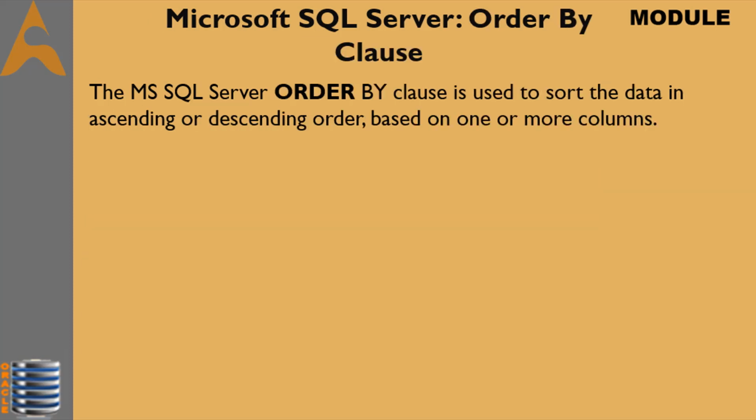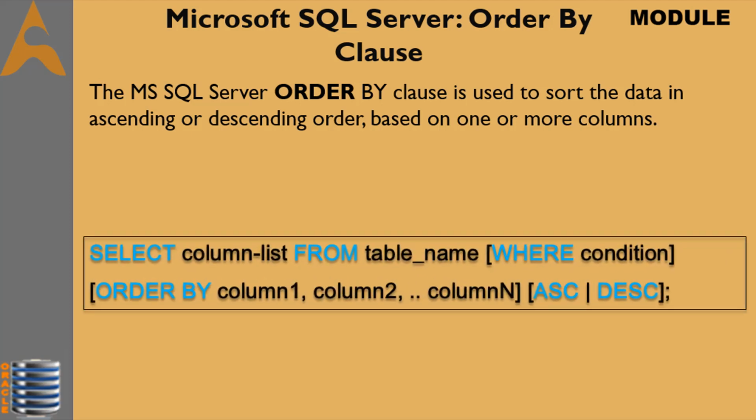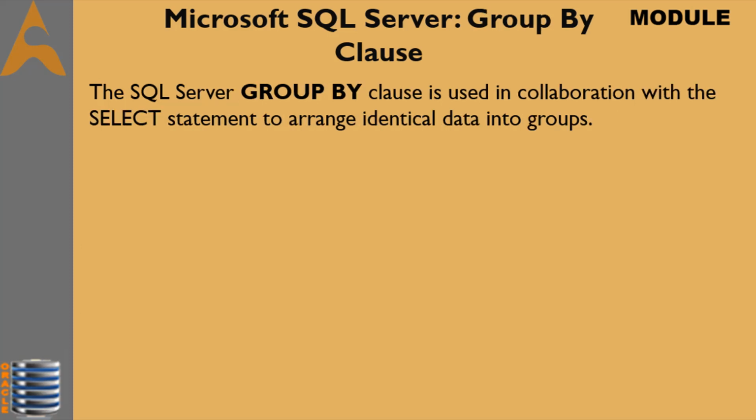Microsoft SQL Server, order by clause. The Microsoft SQL Server order by clause is used to sort the data in ascending or descending order, based on one or more columns. Some databases sort query results in ascending order by default. Watch the syntax carefully and we'll see an example at the end of the session.